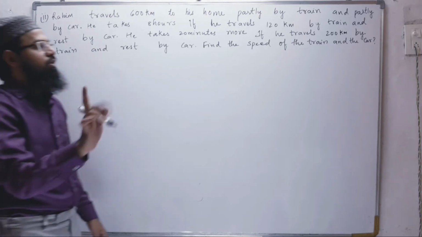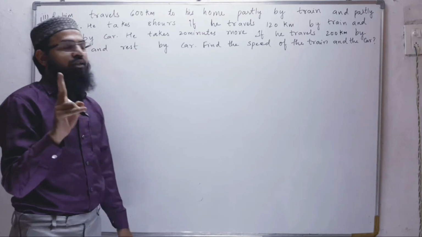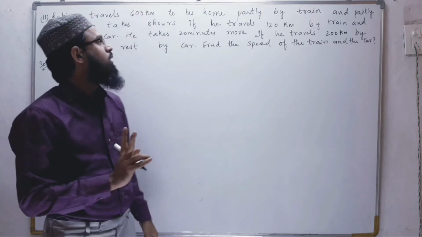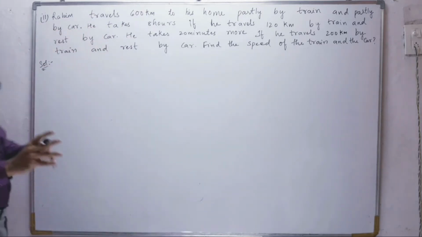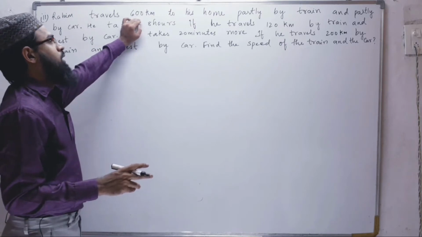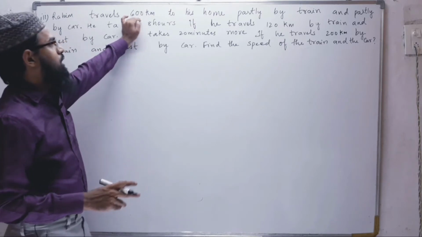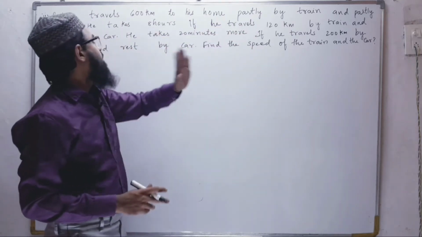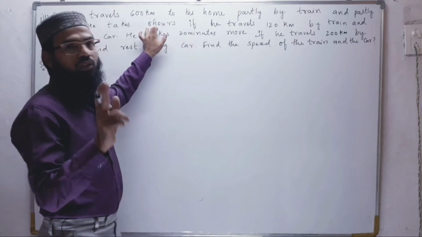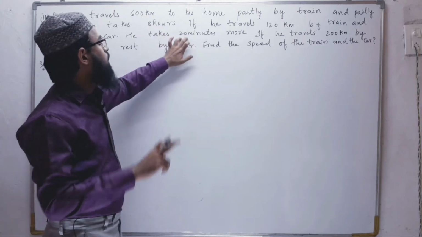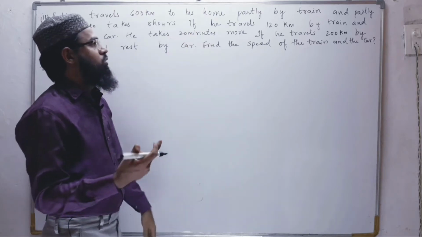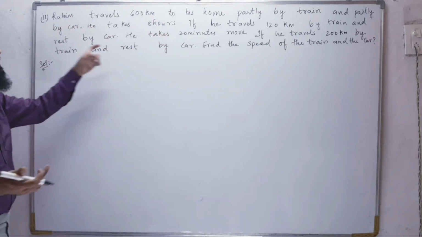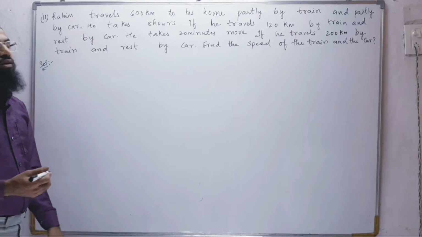So first, there are two objects, one is a train and the other is a car, and the speeds of the train and car we don't know, we have to find. The total distance he is traveling is 600 km. From this 600 km, if he travels 120 km by train and the rest by car, it takes 8 hours to reach his home. Next, he takes 20 minutes more if he travels 200 km by train and the rest by car. So we need to find the speed of the train and the car.